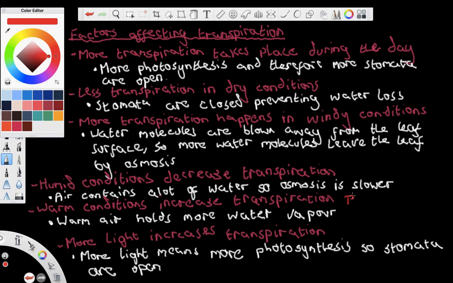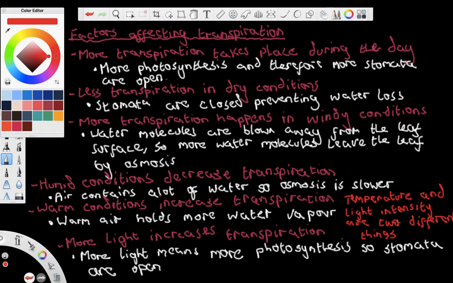So I'm just going to put temp or temperature and light intensity are two different things. Okay, don't assume because it's hot there would be high light intensity. There's a good chance there would, but not always.